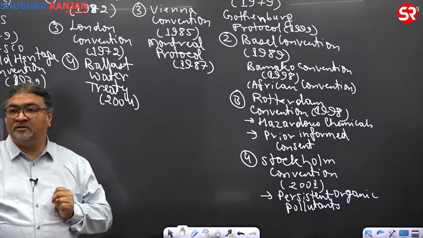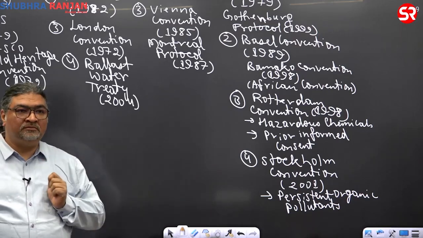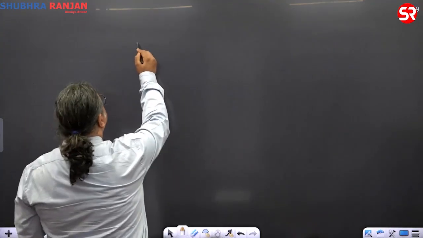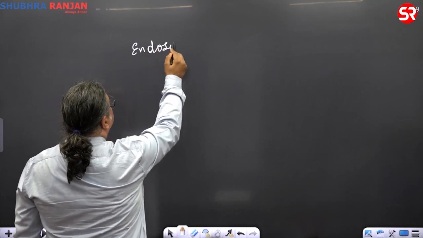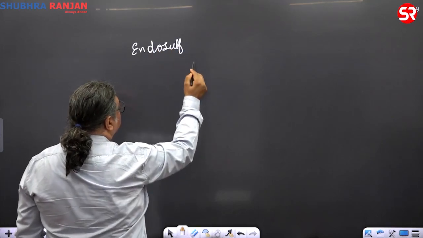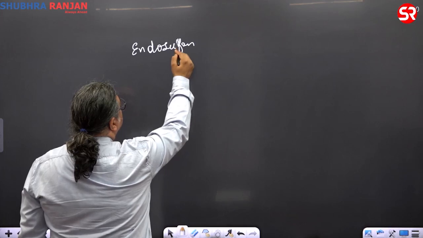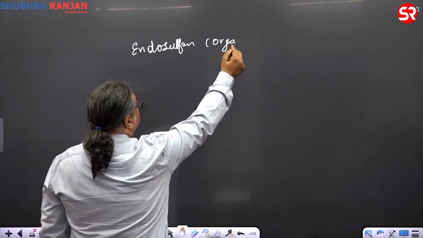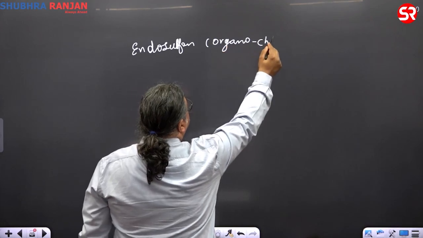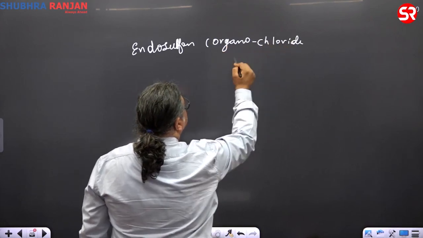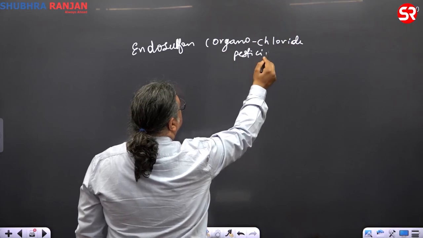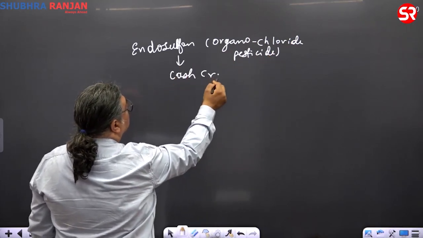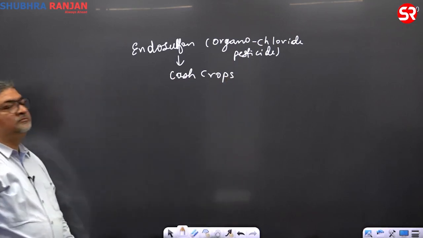Now, in this context, a very important name comes: endosulfan. You are aware of this endosulfan crisis? You will come across this endosulfan issue in current affairs. It is an organochloride chemical pesticide. This is used for cash crops. Now it has been banned.